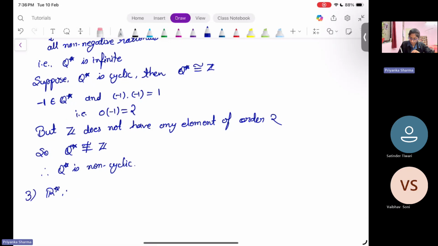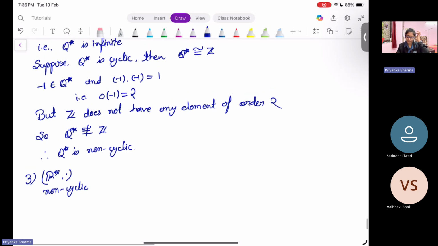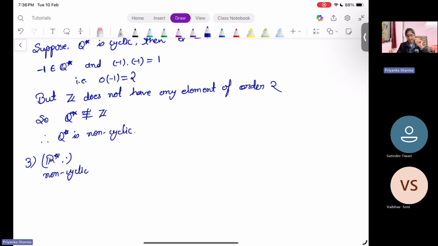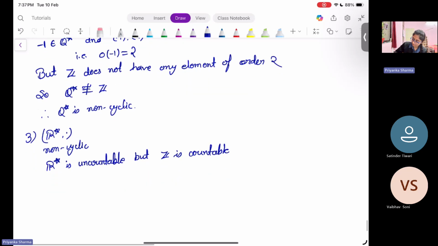Okay. Third one, we had this R star. So this is again non-cyclic. We can give a similar argument here, and one more thing which we can give other than this fact that R star has an element of order 2: R star is uncountable. Like this justification can also be given that R star is uncountable, but Z is countable, countably infinite actually. Okay, so if R star is cyclic, it will be isomorphic to Z, but an uncountable set and a countable set cannot be isomorphic. Okay, so this can be another justification also.